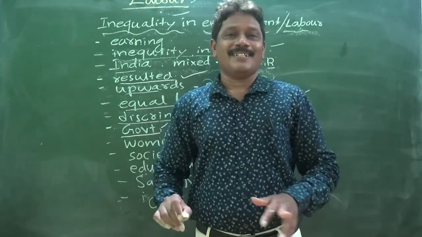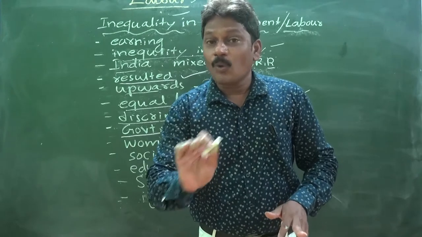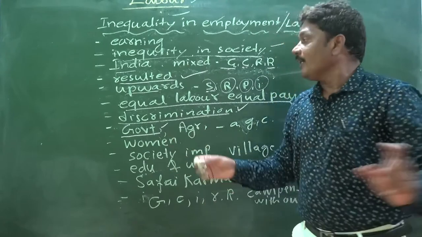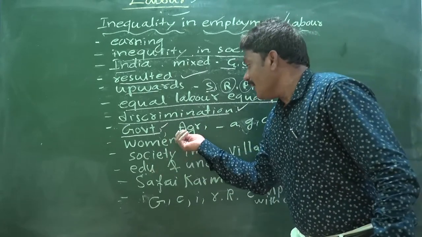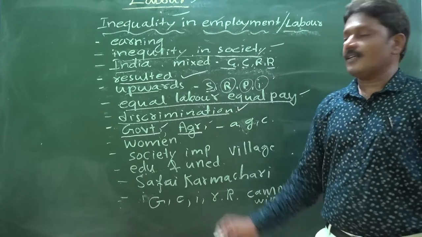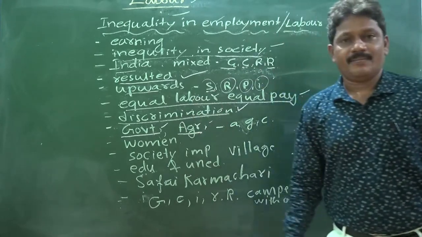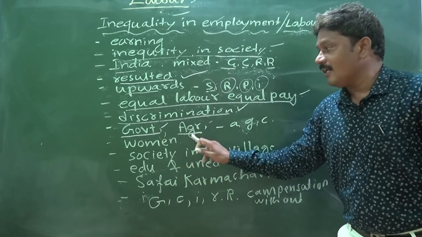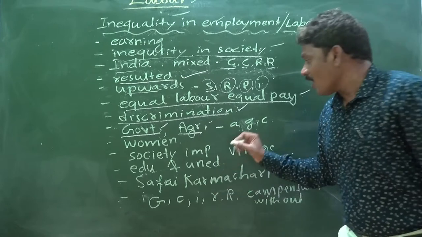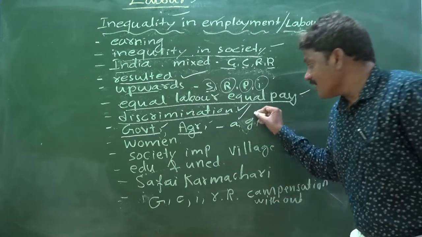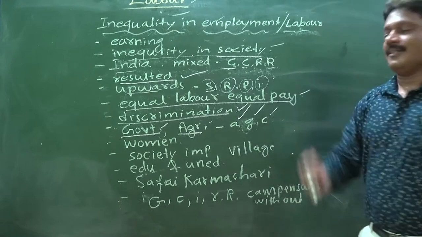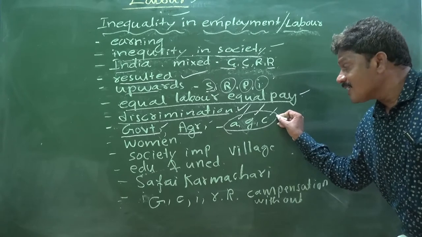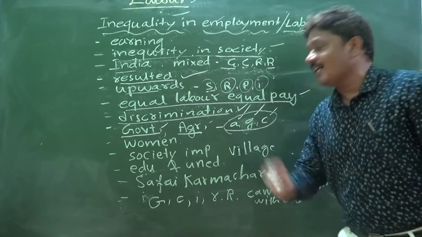This one system is there. In the non-government sector, inequality is more. And more and more inequality, discrimination in agriculture. In the agriculture sector, the discrimination and inequality are more, based on age, based on gender, based on caste.